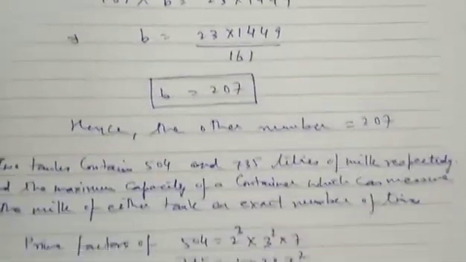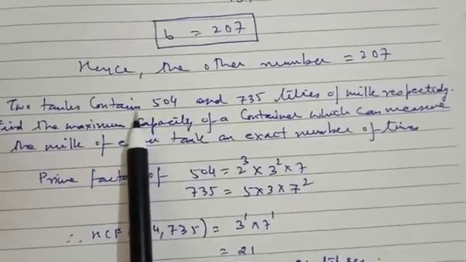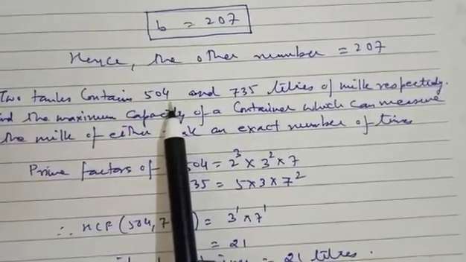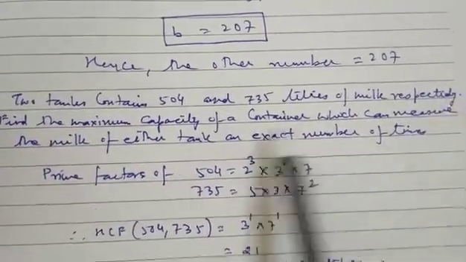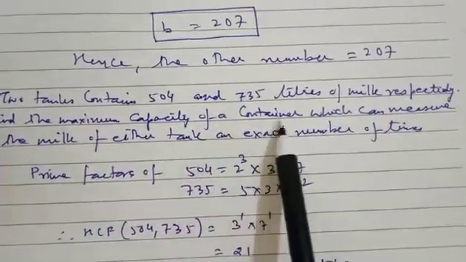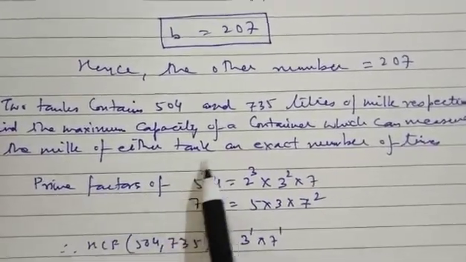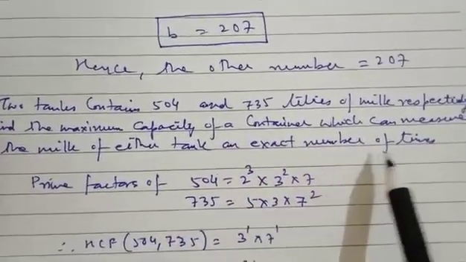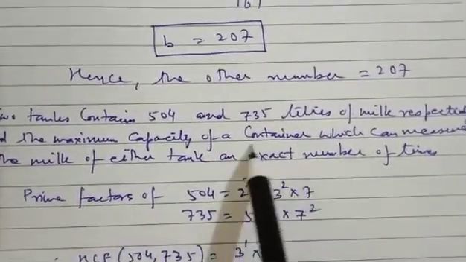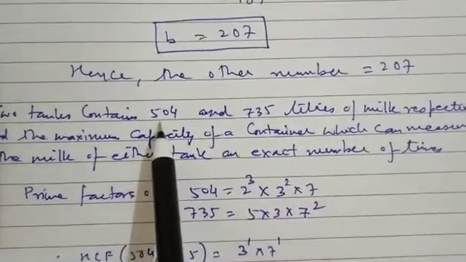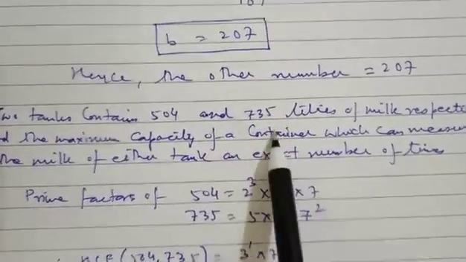The last pattern of the question which I am going to revise today is here. Two tanks contain 504 and 735 liters of milk respectively. Find the maximum capacity of a container which can measure the milk of either tank an exact number of times. Now here the phrase exact number of times means we have to look for the factors of 504 and 735. So this is the keyword in this word problem.